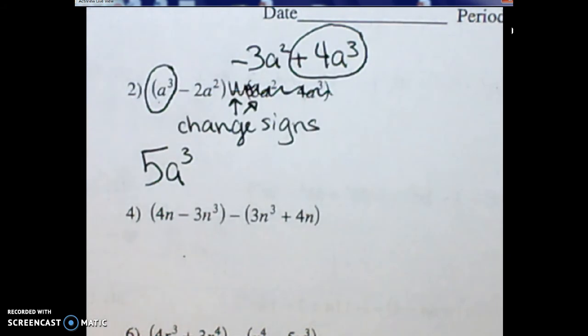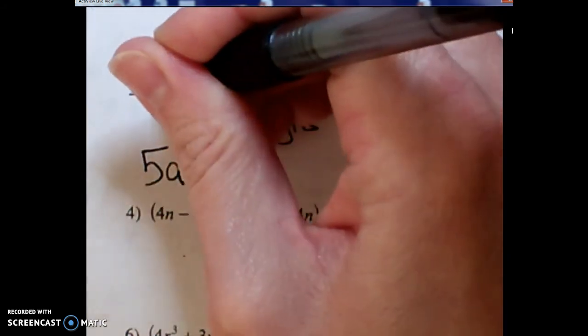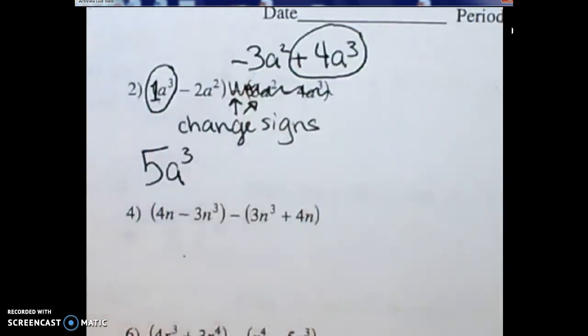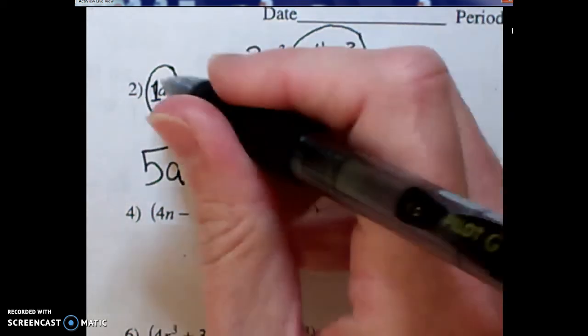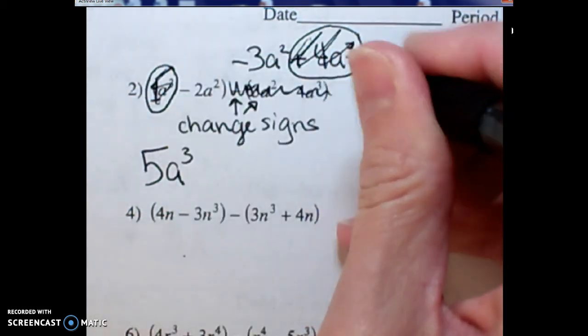Again, those pesky little 1s are everywhere. There's a little 1 sitting in front of that first a to the third power. Just so skinny it doesn't show up. Poor little thing. So it always gets forgotten. All right, so once I combine them, I'm going to cross them off. Taking care of that. Then I'm going to move on.